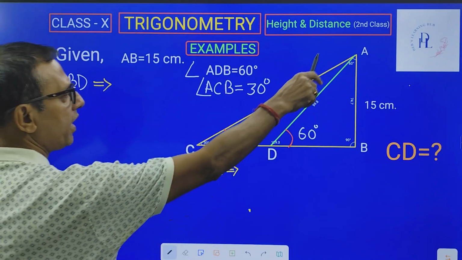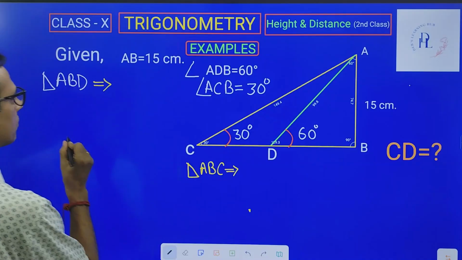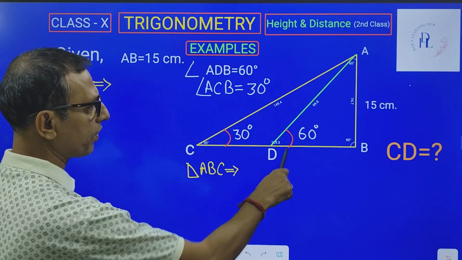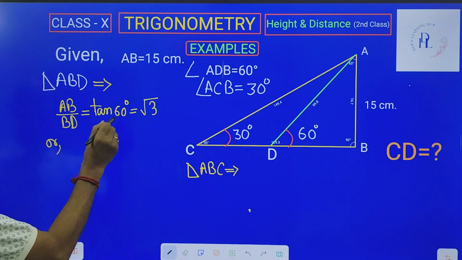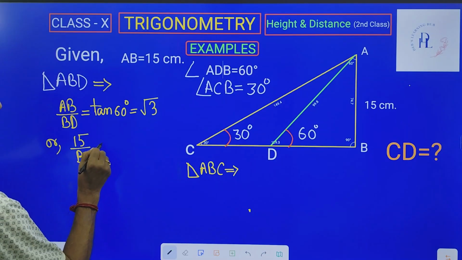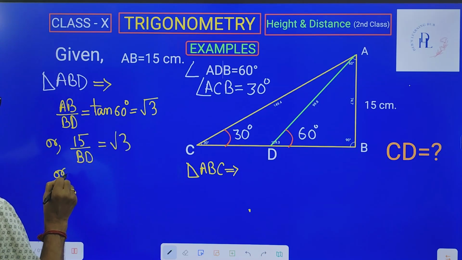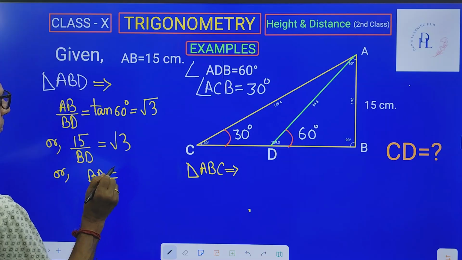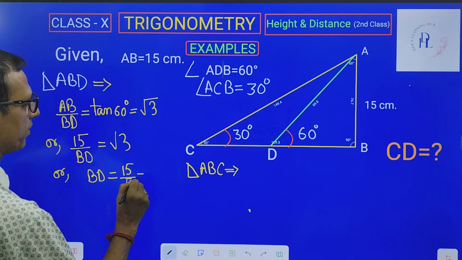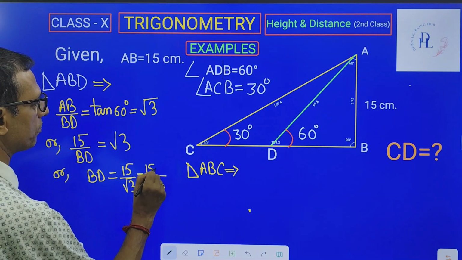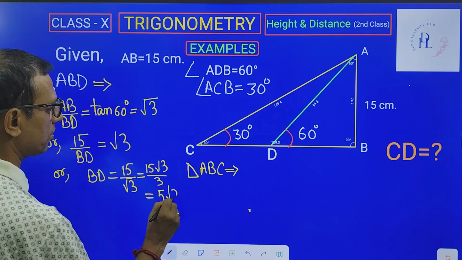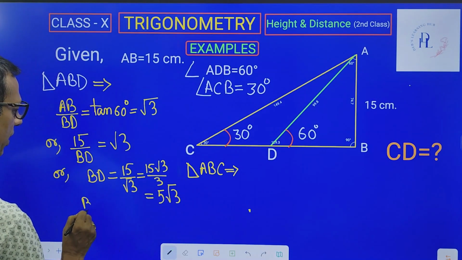So from triangle ABD, the small right triangle, AB by BD equals tan 60 degree. AB is 15 centimeter, so find out BD. AB by BD equals tan 60 degree equals root 3, AB equals 15, that means 15 by BD equals root 3. So what is the value of BD? BD equals 15 by root 3. If you multiply both numerator and denominator with root 3, what will happen? 15 root 3 by 3, that equals 5 root 3. So BD equals 5 root 3.